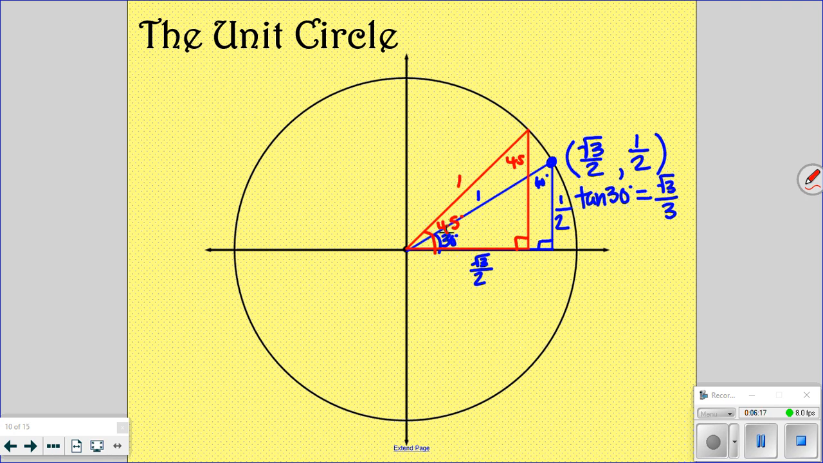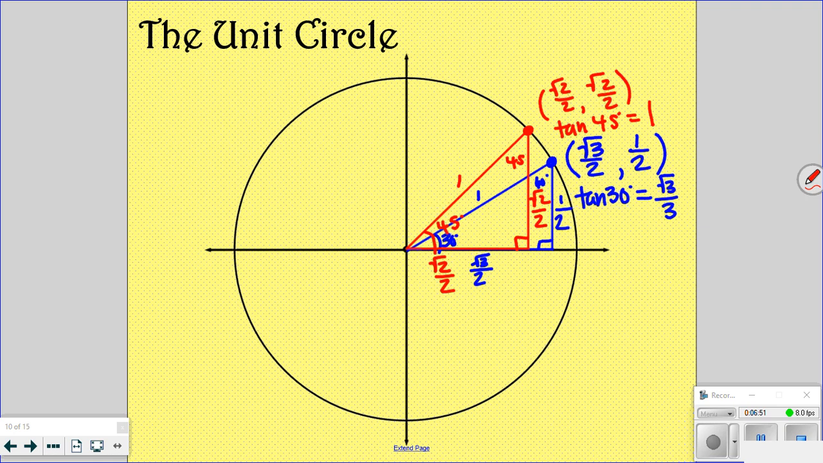So instead of it being square root of 2, we divided by square root of 2. So the side lengths are normally 1, so 1 divided by square root of 2, if you rationalize that, would be square root of 2 over 2, and square root of 2 over 2. So this point here is going to be square root of 2 over 2, comma, square root of 2 over 2. And the tangent of a 45-degree angle is square root of 2 over square root of 2, which is just 1.